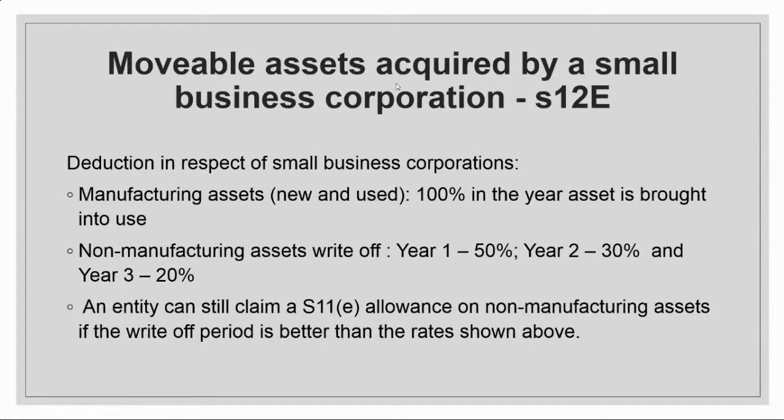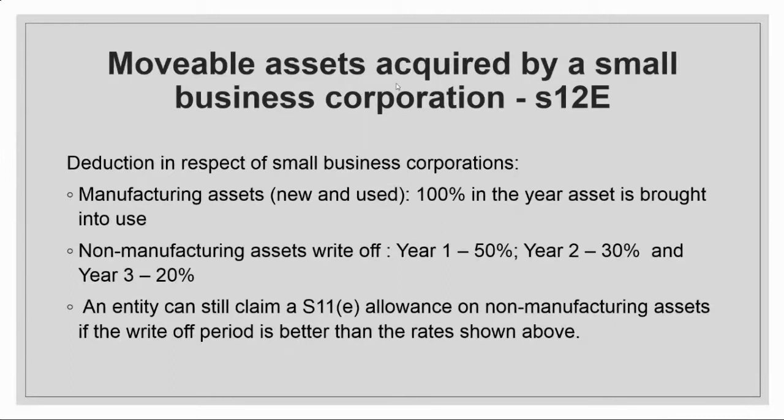In terms of Section 12E, this is now specifically for small business corporations. If they tell you in the question, you're not a small business corporation, you ignore this section. Then you move to Section 12C. If they tell you you are a small business corporation, you apply this rather than 12C. Okay, so this is specifically for your small business corporations.